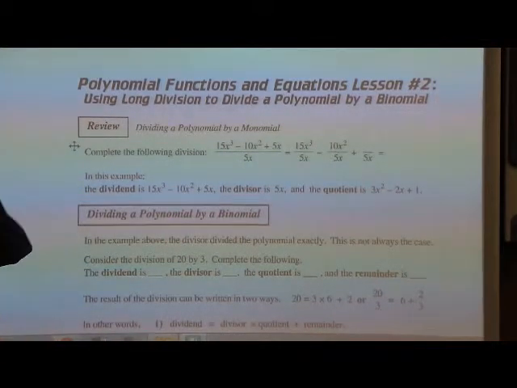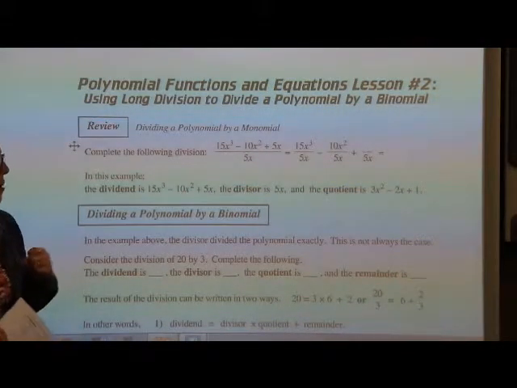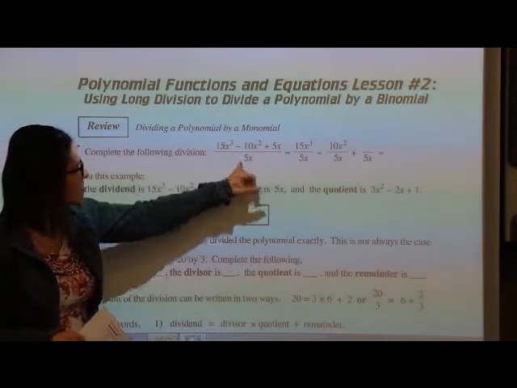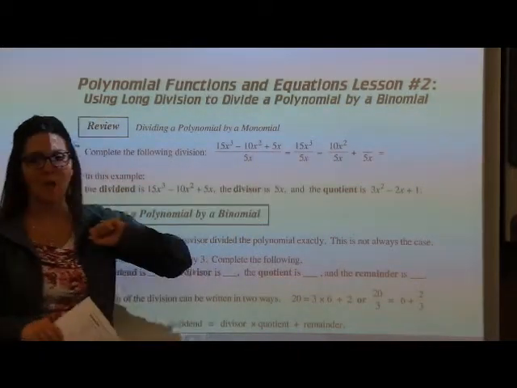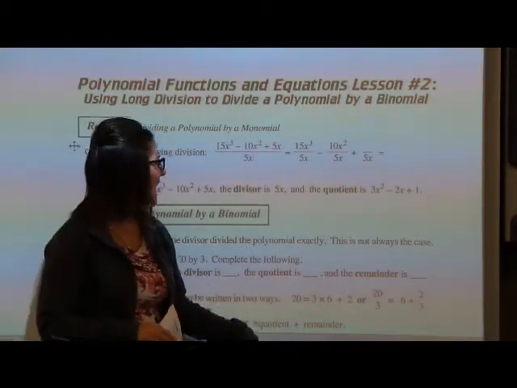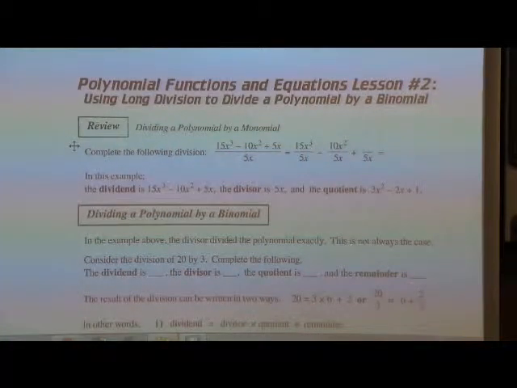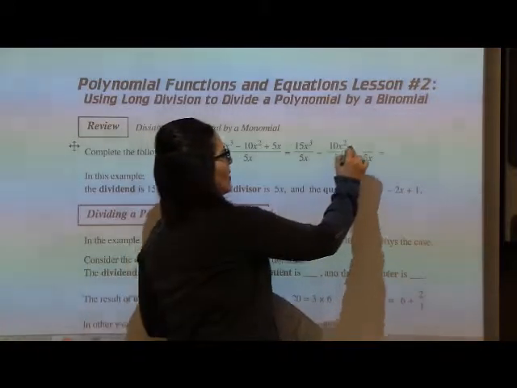So from grade 10, when we were dividing a polynomial by a monomial, we divide each term by that monomial. So it's 15x cubed divided by 5x, 10x squared divided by 5x, and then 5x divided by 5x.